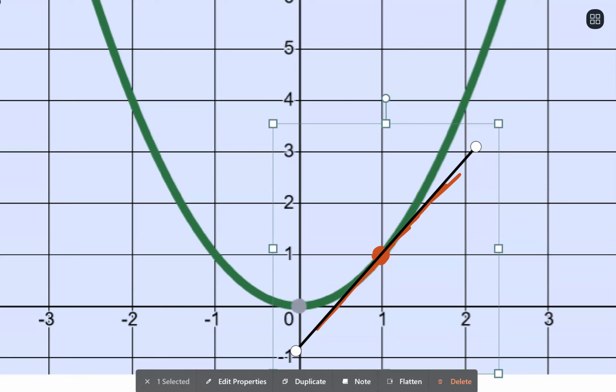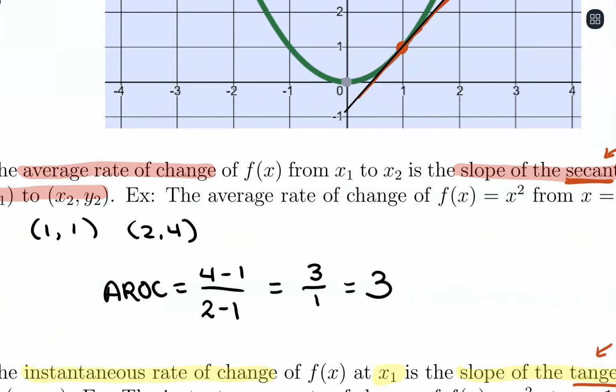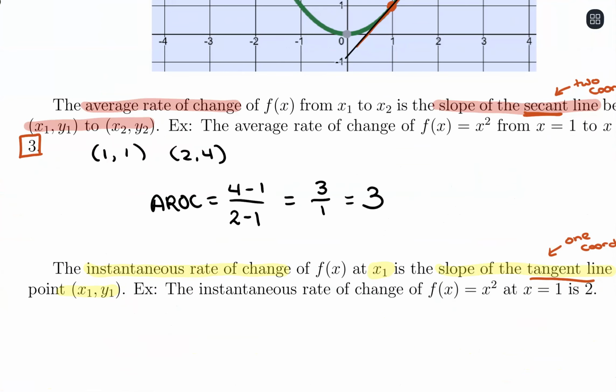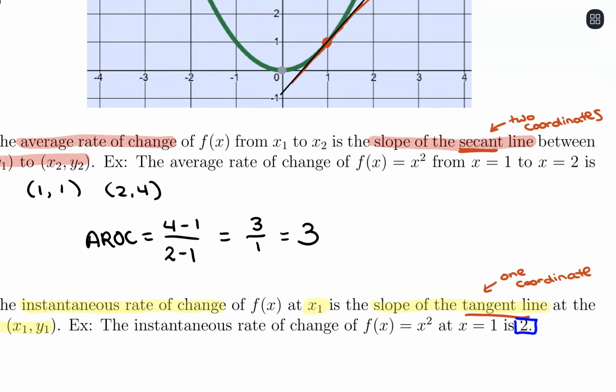I know I'm going through that coordinate (1, 1), but then in terms of slope, I'm trying to visually match up with the rate of change right around that corner, that coordinate. So let's go back to the explanation down here. The instantaneous rate of change of f(x) = x² at x = 1 is 2. So let's talk about where this value of 2 is coming from.